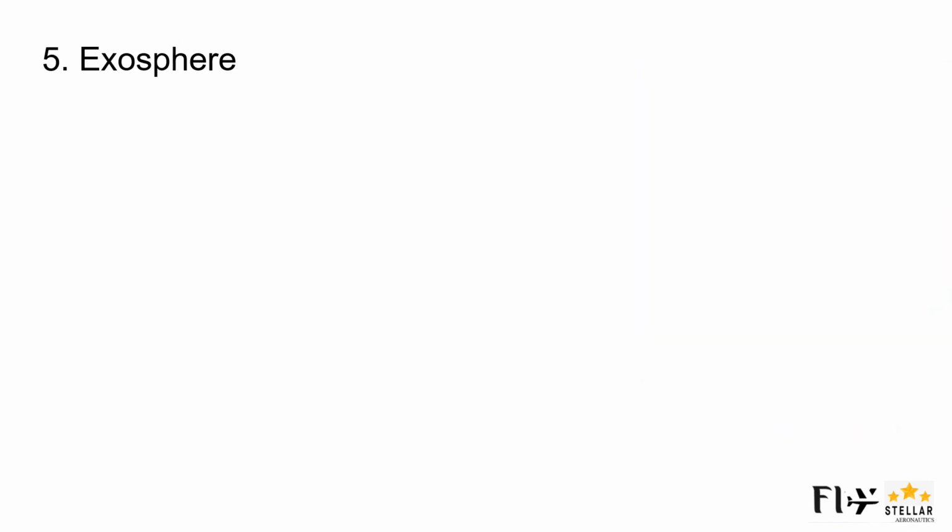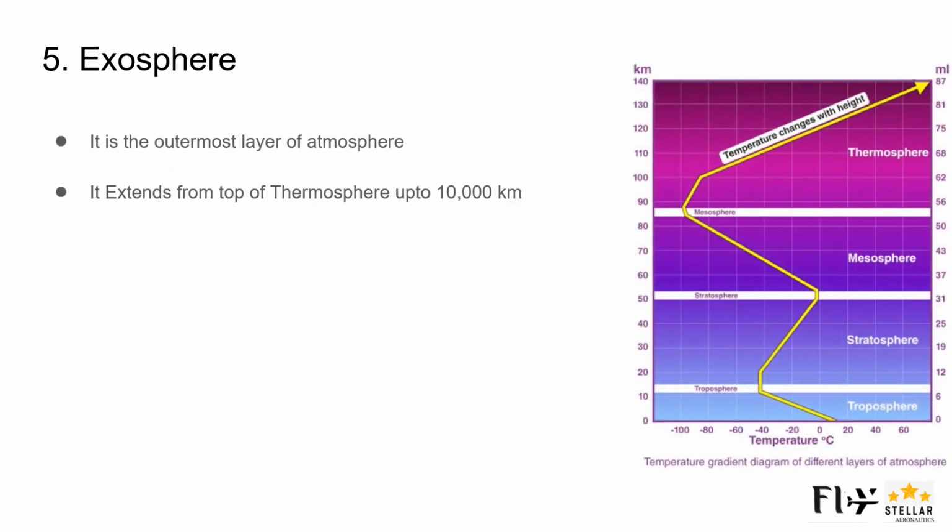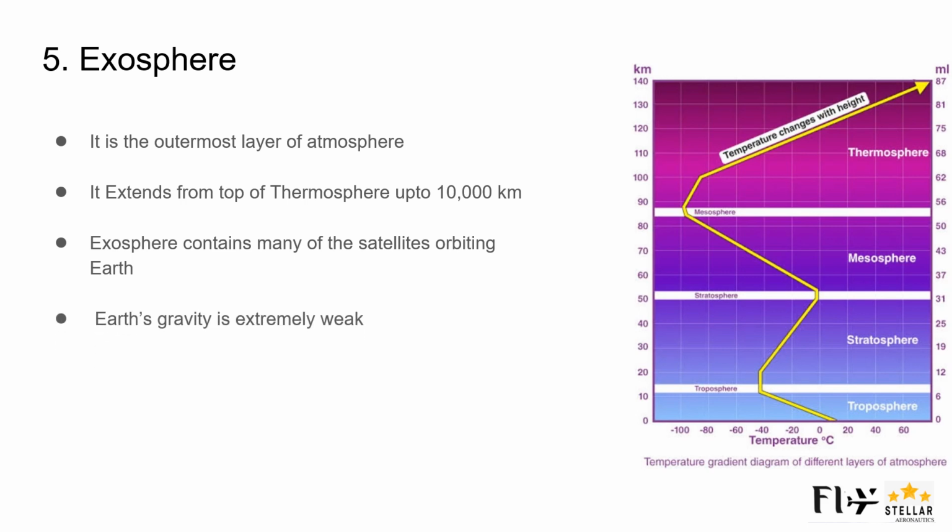The fifth layer is called exosphere. It is the outermost layer of atmosphere. It extends from top of thermosphere up to 10,000 kilometers. Exosphere contains many of the satellites orbiting Earth. Earth's gravity is extremely weak in exosphere. The outer part of it is called magnetosphere, and the final boundary between Earth and outer space is called magnetopause.